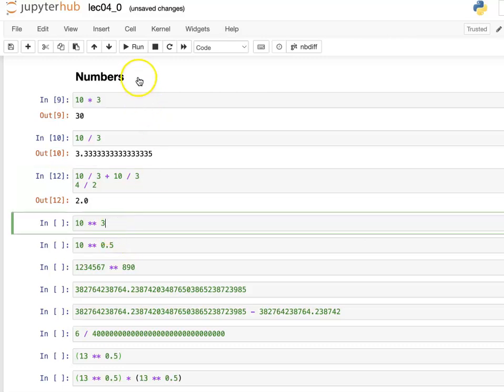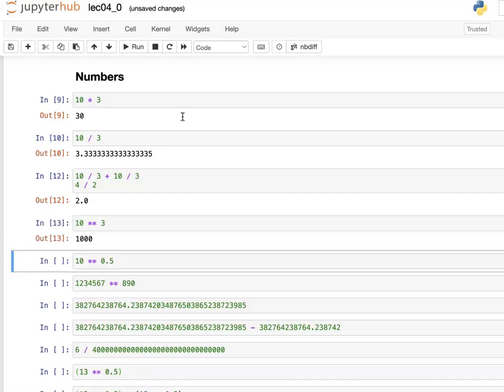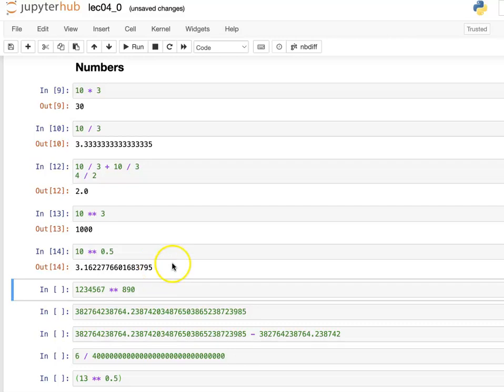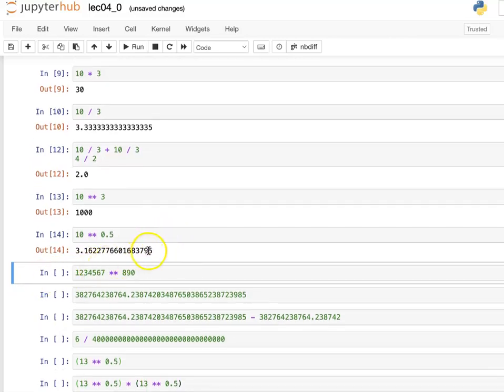Okay, so then continue. How about 10 to the power of 3? Okay, yeah, so this one kind of makes sense, right? Because 10 times 10 times 10, integer times integer times integer, so our result is an integer. But if this one is 10 to the power of 2.5, that will be a square root. Okay, so the square root of 10 is not a perfect square, so then they have a decimal number like that.